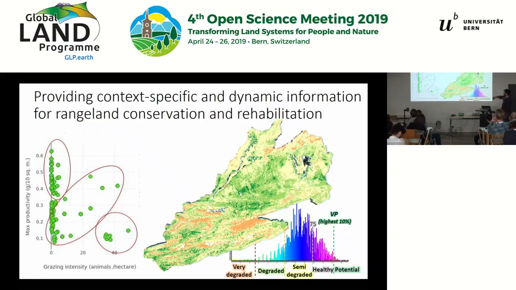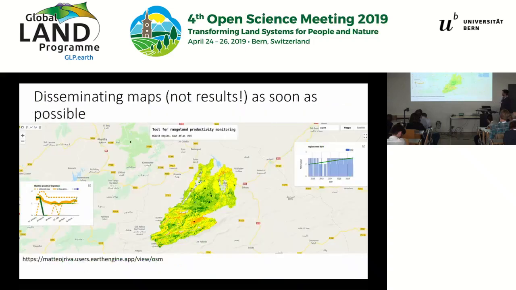Moreover, this approach makes it very easy to integrate data coming from stakeholder knowledge. For example, here on the x-axis, we have the grazing intensity obtained through participatory mapping, and on the y-axis, we have the vegetation as estimated from satellite images, from Sentinel and Landsat in this case, and we identified different groups, different types of pastures that have different problems and different dynamics.